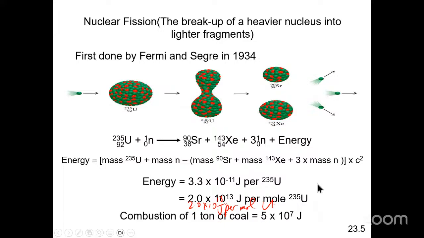Okay, and here's a comparison. If you were to use coal instead, 1 ton of coal will give you 5 times 10 to the 7 joules, right? So that's 1 ton compared to 235 grams. The amount of energy that you get from 1 ton of coal will be much less, all right? So that's the advantage of nuclear energy. The amount of material required is relatively small.